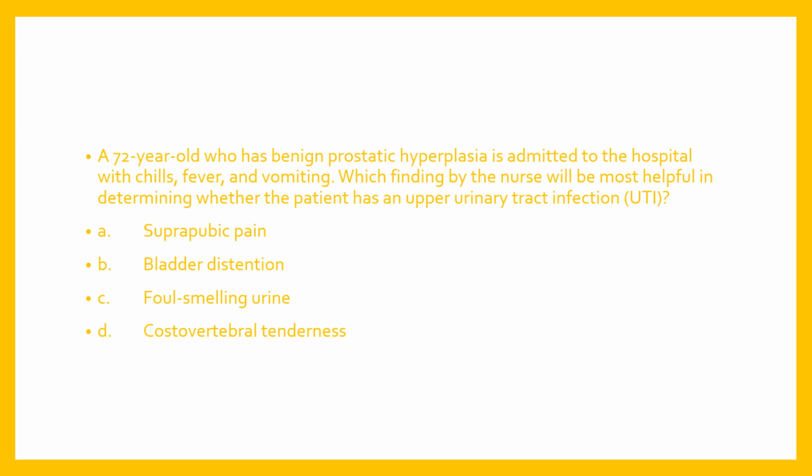A 72-year-old who has BPH, I'm so sorry. Okay, let's refresh. A 72-year-old who has BPH is admitted to the hospital with chills, fever, and vomiting. Which findings by the nurse will be most helpful in determining whether the patient has an upper urinary tract infection? So remember, do your A, B, C, and your D. Now go ahead and take a minute. I want you to read A and then put a check mark, question mark, or an X.